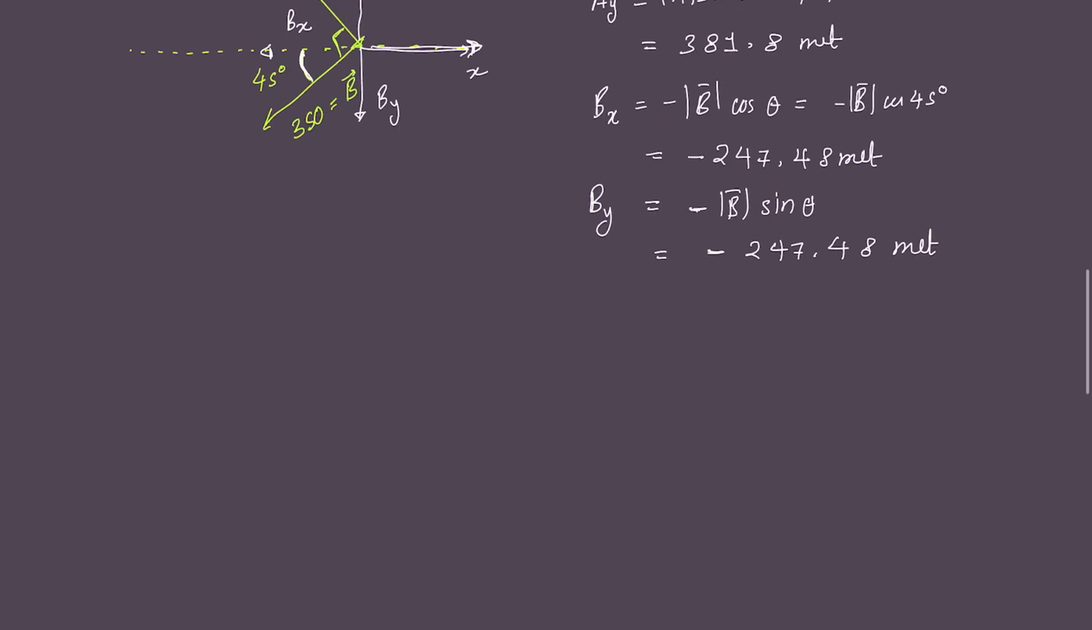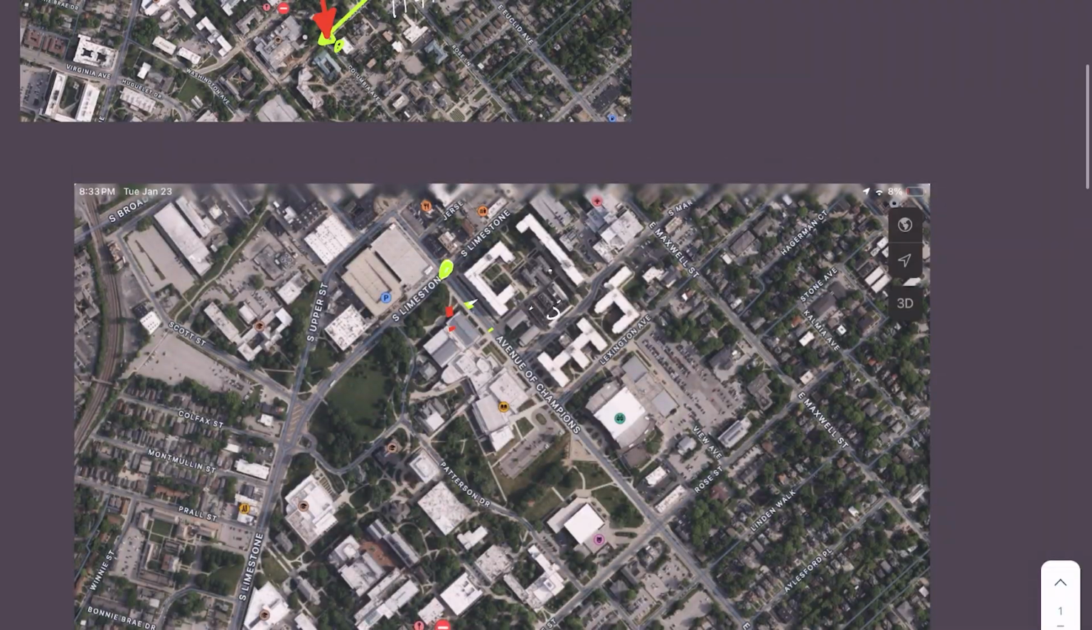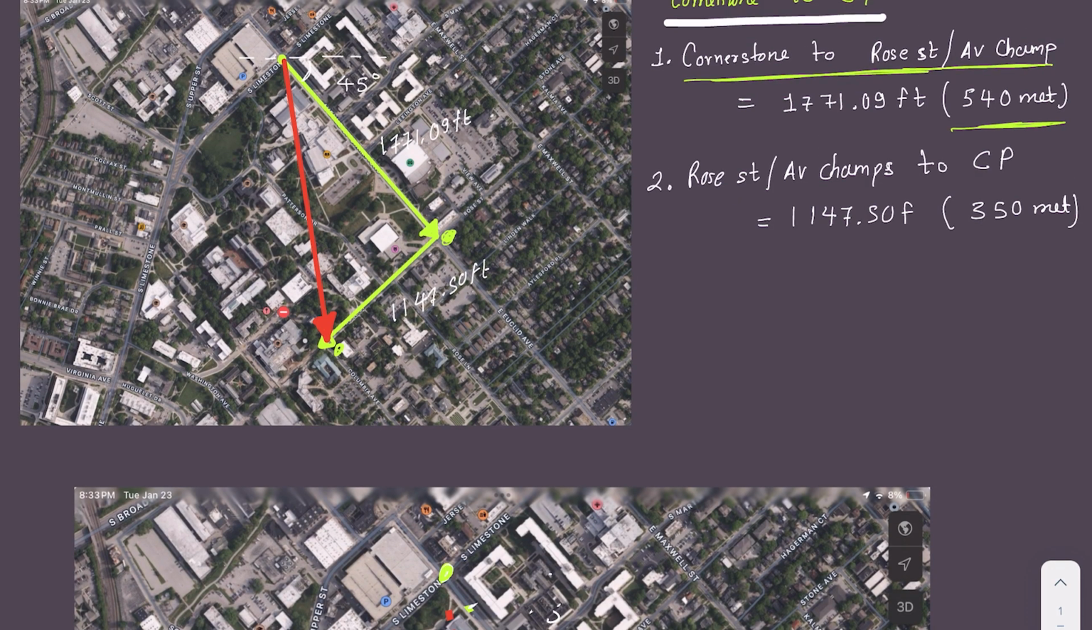Okay, now let me tell you that in order to calculate this red vector, the vector that we are looking for, the vector that tells you if you could fly from cornerstone to CP, what the straight line would be, we can figure out all kinds of things about it, like the distance that you will be traveling if you could fly from cornerstone to CP, that would be the magnitude of that red vector. What angle it makes with the x-axis, we can figure that out. So let's do that exactly.